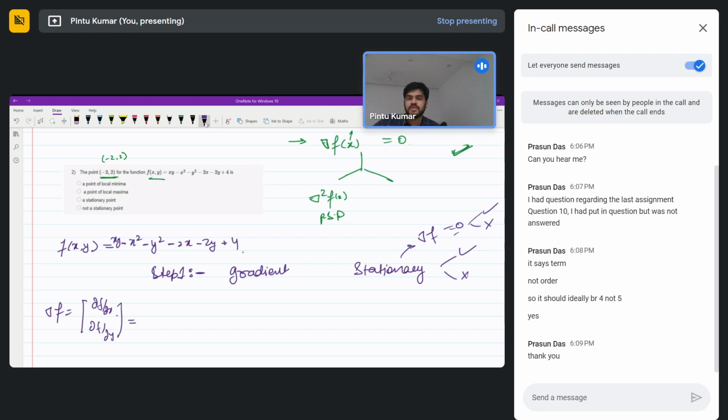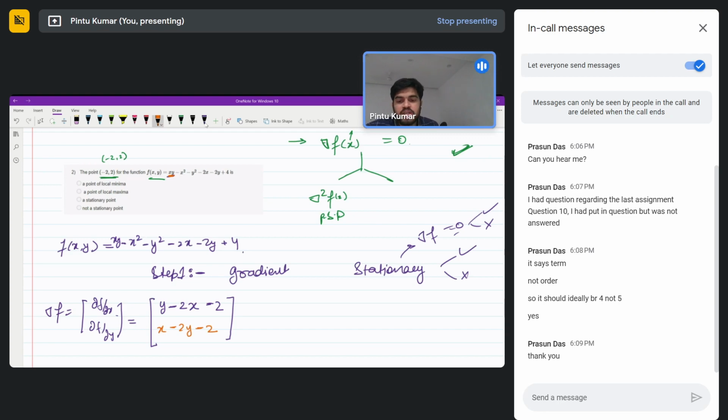Okay, so let's find the partial derivative of f with respect to x. From this term, I'll get y minus 2x. There is no x in the third term, so I'll get 0 minus 2. In the last two terms, there is no x, so I'll again get 0. Now let's find the partial derivative with respect to y. There is this xy, so I'll get x. Then there is no y term in the second term, so 0 minus 2y minus 2.